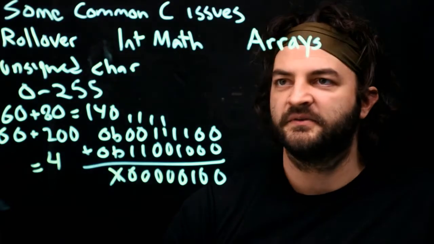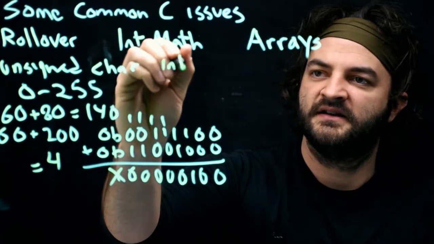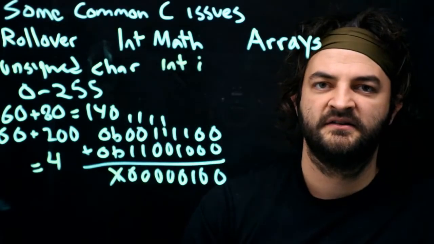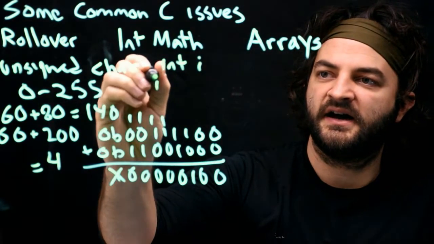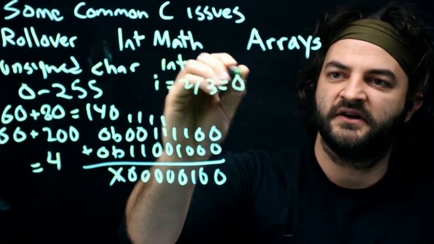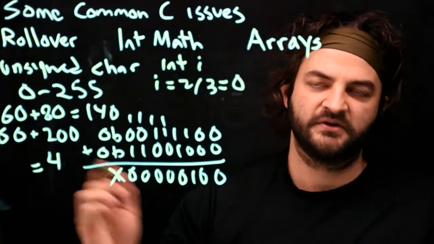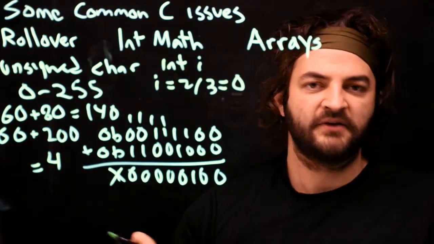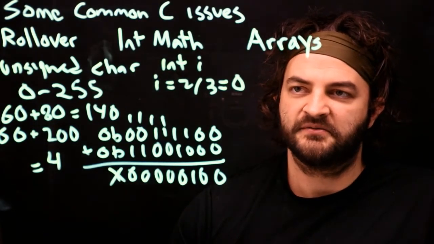Okay, the next common thing we'll see is integer-based math. So I will make an int i. So integers are whole numbers. And if I said i equals 2 divided by 3, well, of course, we're going to get 0, right? Because that's a 0.6, and 0.6 is not a whole number. So it's not even rounding. It's just going to throw anything away that's after the decimal point.